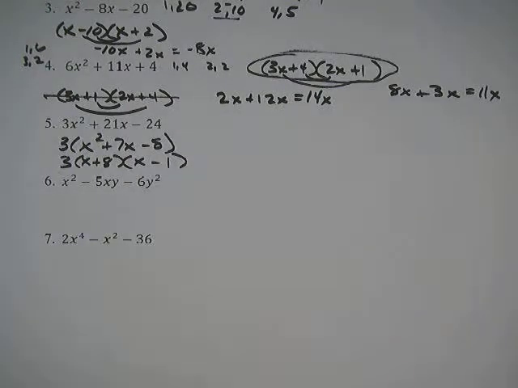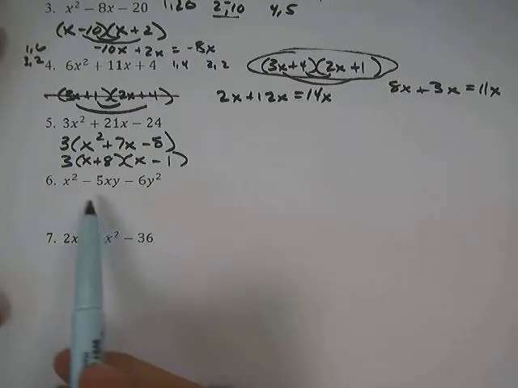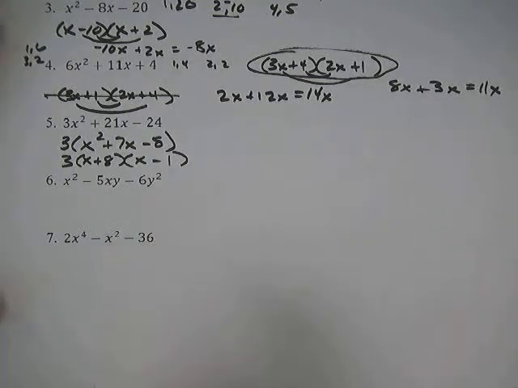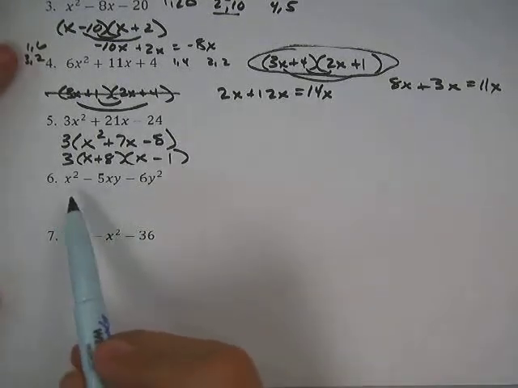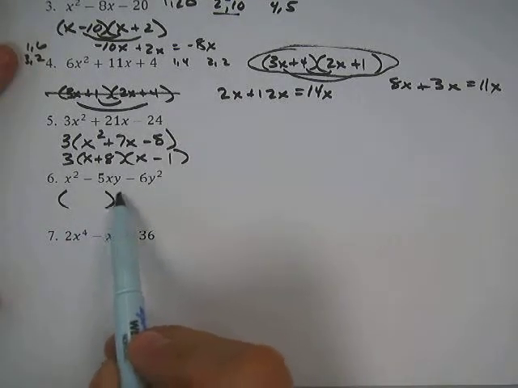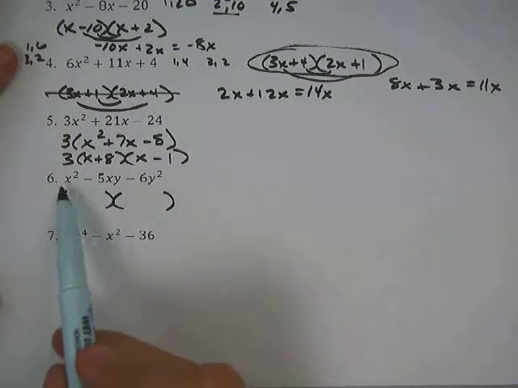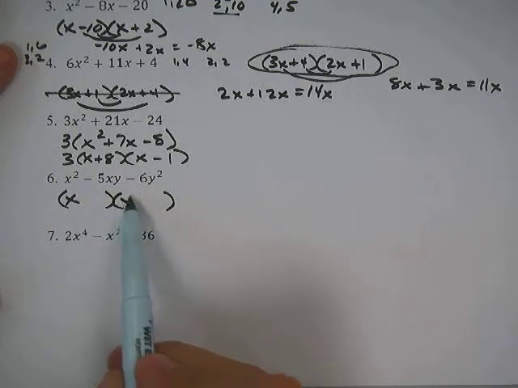A lot of times people get a little confused on problems like this because there's multiple variables, x's and y's, but don't let that confuse you. If you can, just imagine like the y's aren't there at first. And so we're going to go about it the same exact way. So factors of x squared are just x and x.